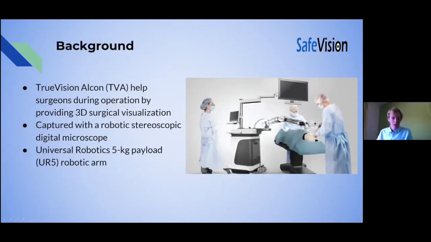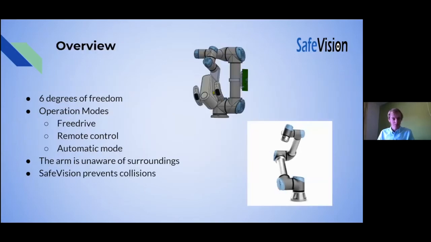For our Capstone project, we partnered with TrueVision Alcon, who helped surgeons during operation by providing 3D surgical visualization. This is captured with a robotic stereoscopic digital microscope that they've developed. The microscope is supported at the end of a universal robotics arm with a max payload of 5 kilograms. Here you can see the microscope is attached to the end of the arm. The arm has 6 degrees of freedom, which adds a lot of complexity to the movement.